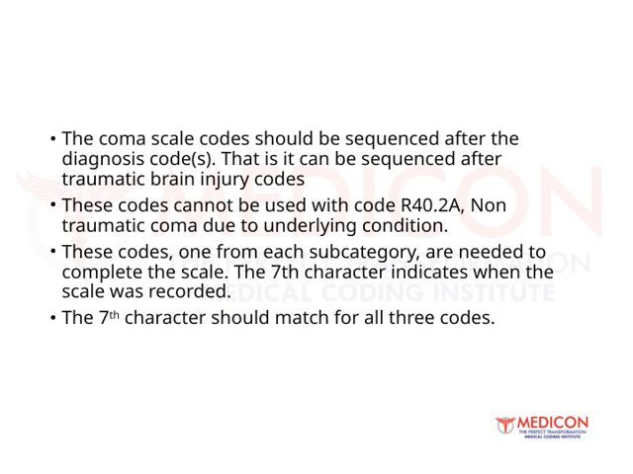Another key point is that these codes are made up of multiple parts, one from each subcategory, so you'll need to include at least one code from each to accurately complete the scale. And, importantly, the 7th character in each code indicates when the scale was recorded, so you need to make sure that all 3 codes have the same 7th character to reflect the same point in time. By following these sequencing and coding rules, we ensure accurate documentation that aligns with the clinical picture and supports proper billing and data analysis. This consistency is vital for maintaining clarity and precision in coding practices.